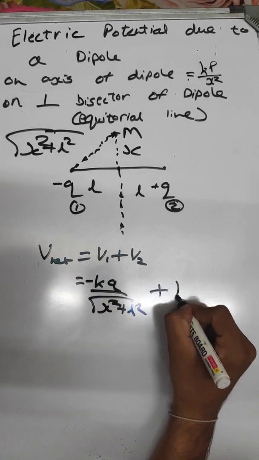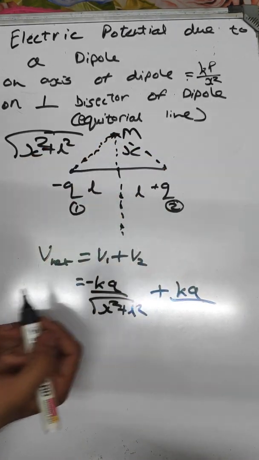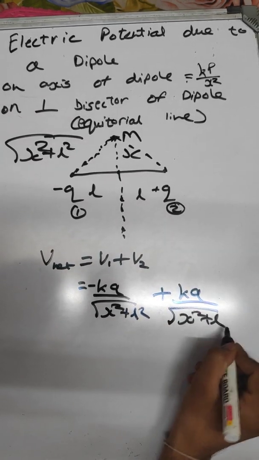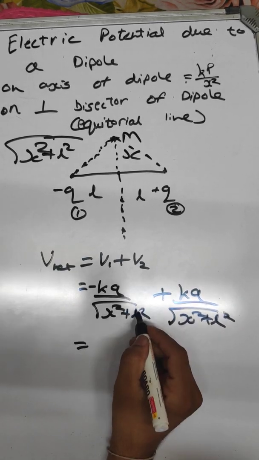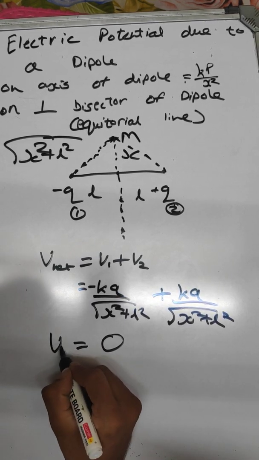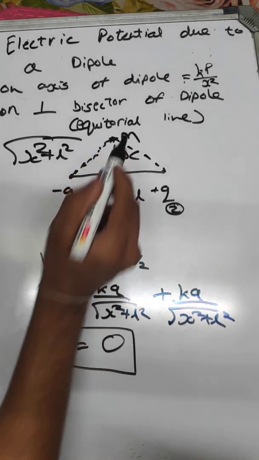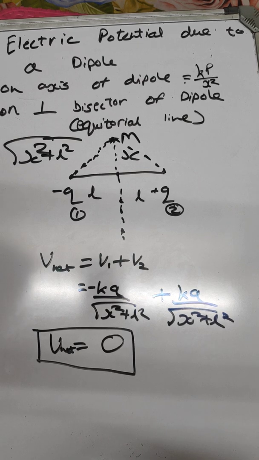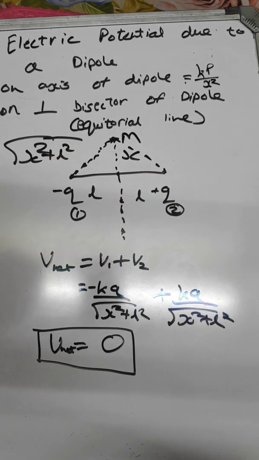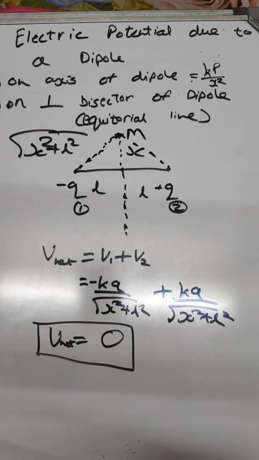Okay, plus kq upon, what will be the distance over here? It will be the same, under root of x square plus L square. So what happens over here? The value and the quantities are same, so your ultimate answer will be 0. V net will be 0, which means that the electric potential on this point is 0. Okay, it does not mean there was no electric potential. There was electric potential due to this charge also and due to this charge also, but both were equal and opposite. So your total electric potential on this point will be equal to 0.